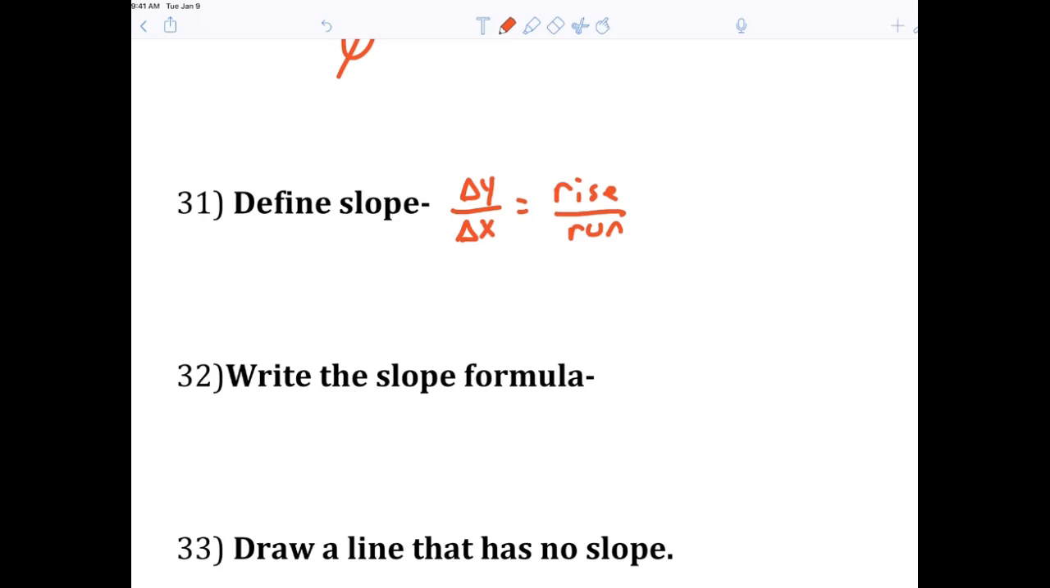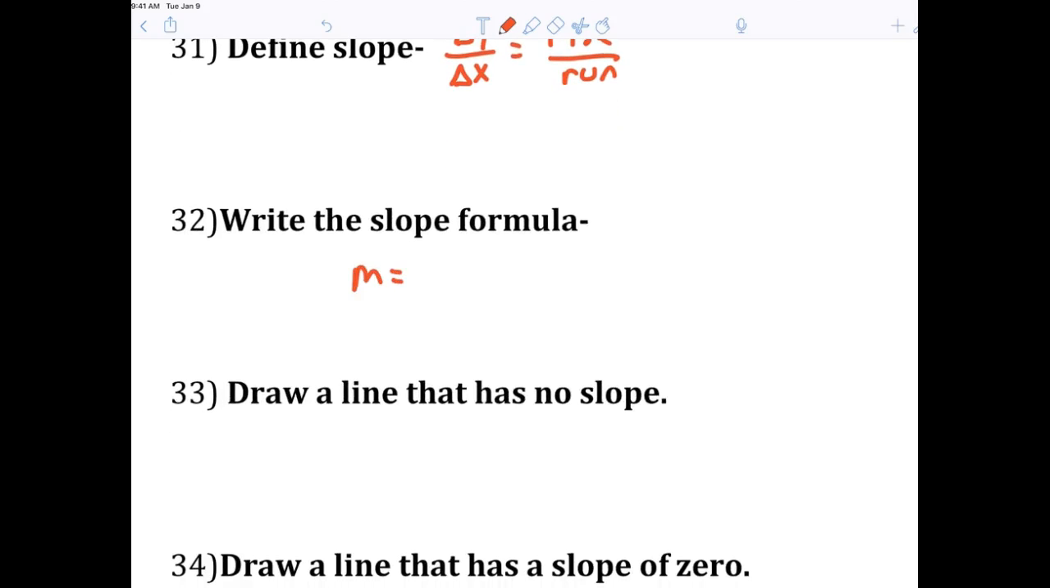The slope formula would be m equals y2 minus y1 over x2 minus x1. But isn't delta y over delta x equal to that too? We just don't use it. Okay. Is it always the second one, or could it be y1 minus y2? Yeah, that's just where we start them.